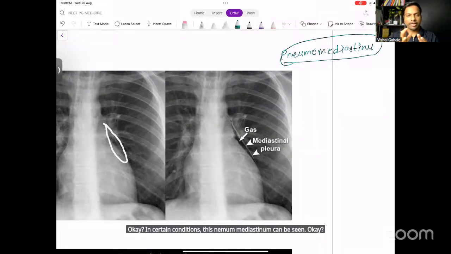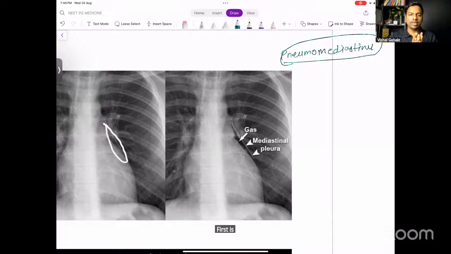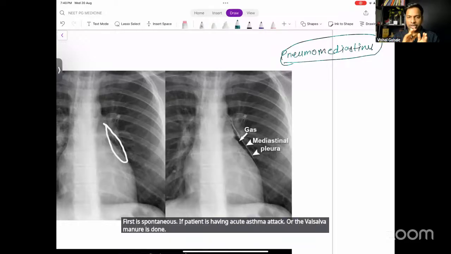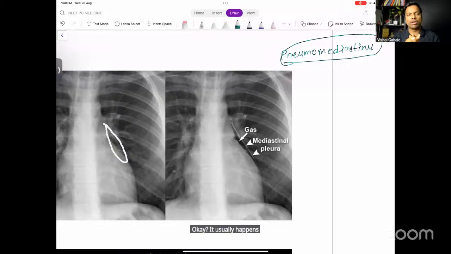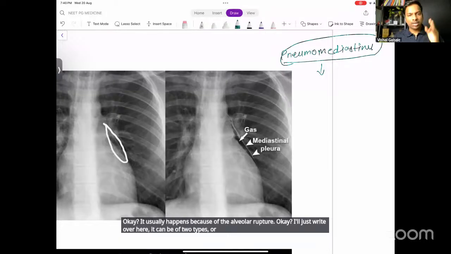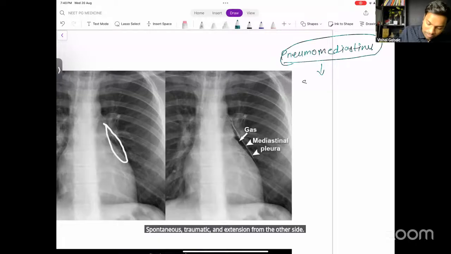It can be of two types. First is spontaneous, if the patient is having an acute asthma attack or Valsalva maneuver. It usually happens because of alveolar rupture. I'll just write over here. It can be of two types or three types, let's say: spontaneous, traumatic, and extension from the other side.